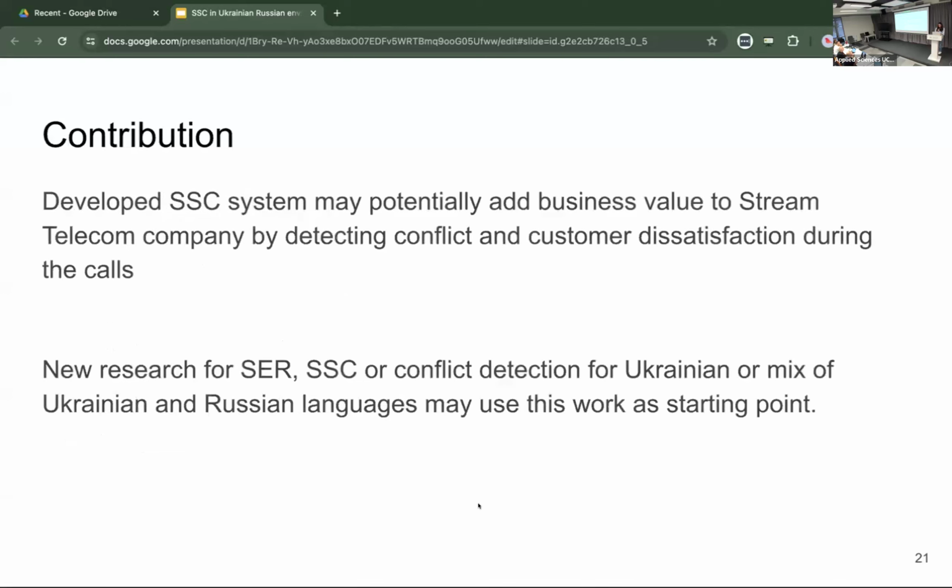And finally, the contributions of my work are the following. The first is that we developed a speech sentiment classification system that may potentially add business value to Stream Telecom company by detecting conflicts and customer dissatisfaction during calls. The second is that new researchers in speech emotion recognition, speech sentiment classification, and conflict detection for Ukrainian or a mix of Ukrainian and Russian language may use this work as a starting point.